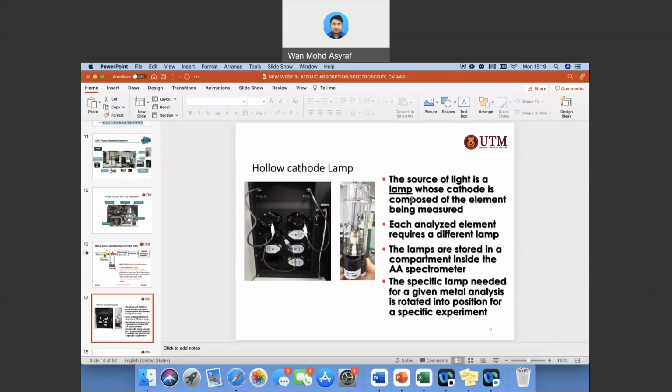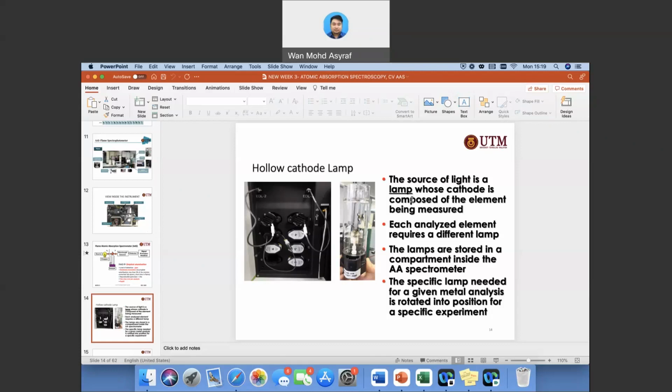In UV-Vis, the light sources produce a range of wavelengths, so it needs to be filtered out by your filter, and if not, filtered out by your monochromator. But for AAS, atomic absorption, we just use a light source which is very specific towards your analyte of interest. Okay.